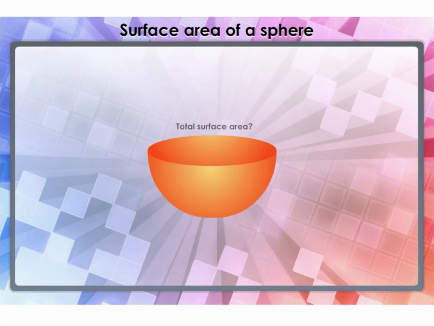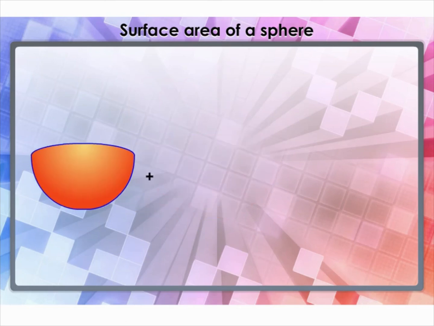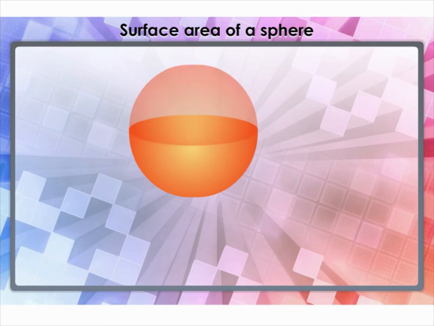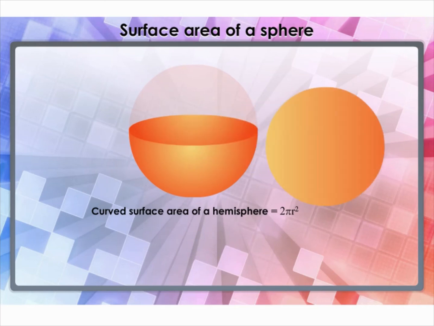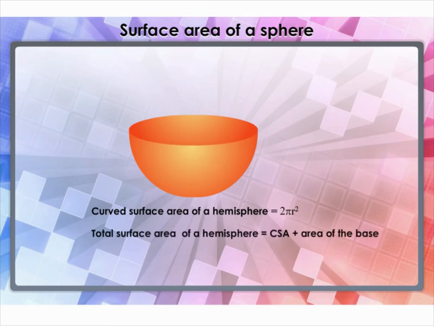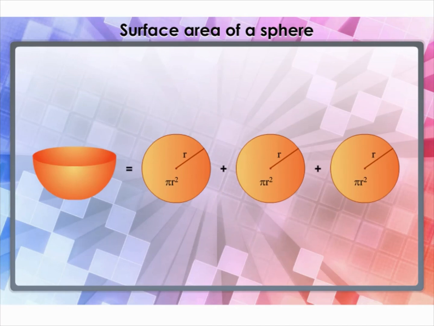Now let's calculate the total surface area of the hemisphere. The total surface area of a hemisphere is the sum of the areas of the curved surface and of the flat surface. The surface area of the curved surface is exactly half the surface area of the sphere, that is 2 pi r squared. The flat surface resembles the circle, for which the area is equal to pi r squared. Therefore, the total surface area of the hemisphere is the sum of the areas of the curved surface and the flat surface, that is 3 pi r squared. You can observe that the surface area is equal to the sum of the areas of 3 circles of radius r.